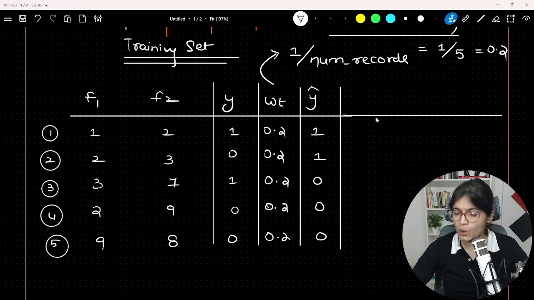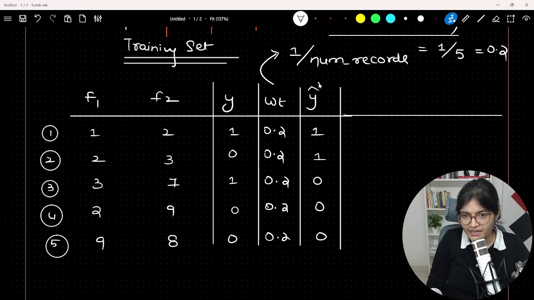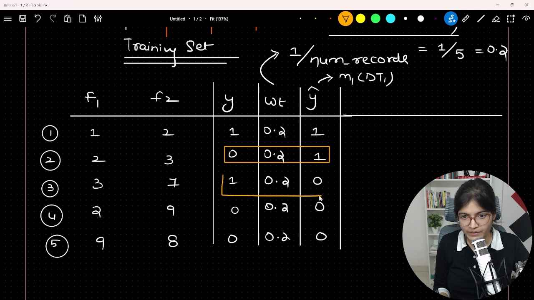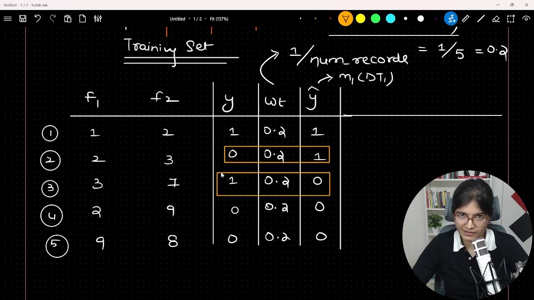That's the whole objective. Now here, this is the prediction given by model M1, which is nothing but DT1. In this case, you will observe there are 2 misclassifications which my model has made, right? In the second record, the actual label is 0, but my prediction says the outcome should be 1. And in record number 3, actually it is 1, but my model says the output should be 0. Both are misclassified data points.